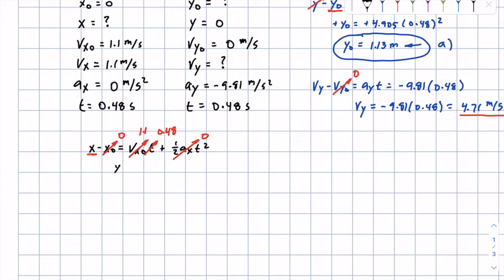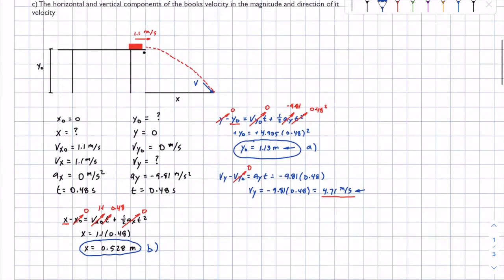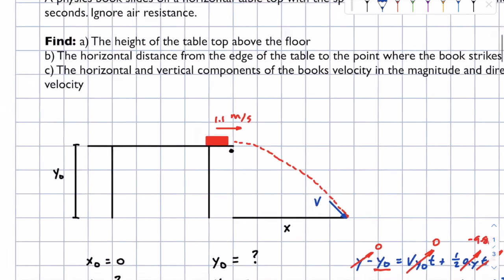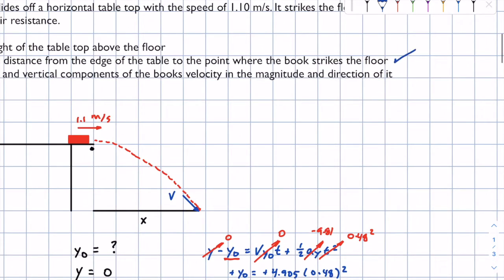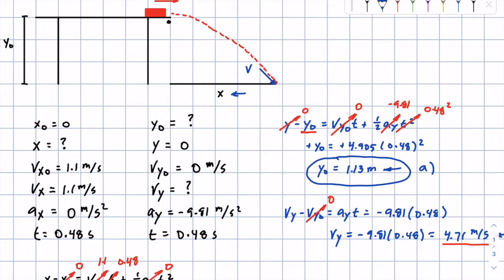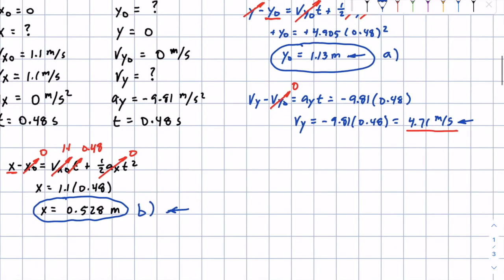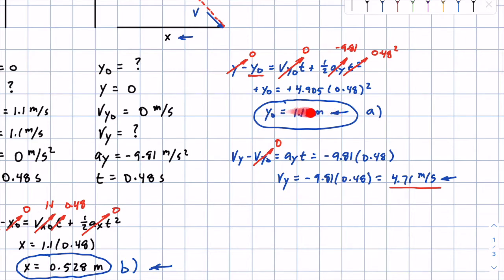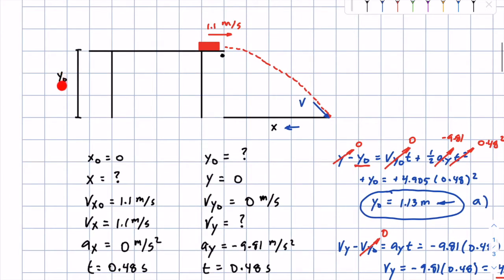So let's write this down. We've got x is equal to 1.1 times 0.48. Cool. And solving that, we get x is equal to 0.528 meters. I think that answers part B. Let's go check. Yep, the horizontal distance from the edge of the table to the point where the book strikes the floor. Check. And we've got the height of the table. Check. Right, because this x right here is this x right here. And this y naught right here is this right here.